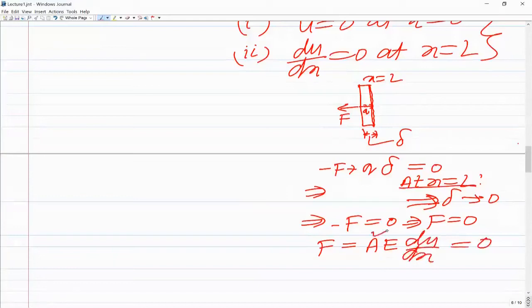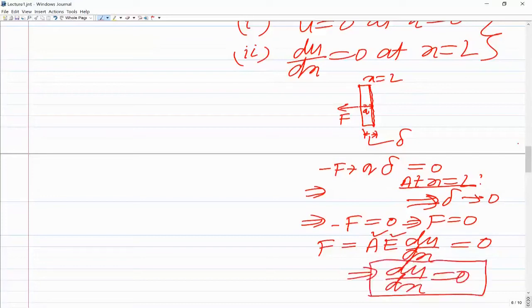Since A is the cross-sectional area, that is not 0. E is Young's modulus of the material, that is also not 0. So you finally say that du by dx is equal to 0. So that is how we are saying that the boundary condition at the right end, that is at x equal to L, is du by dx equal to 0. Is that clear? Yes, sir.